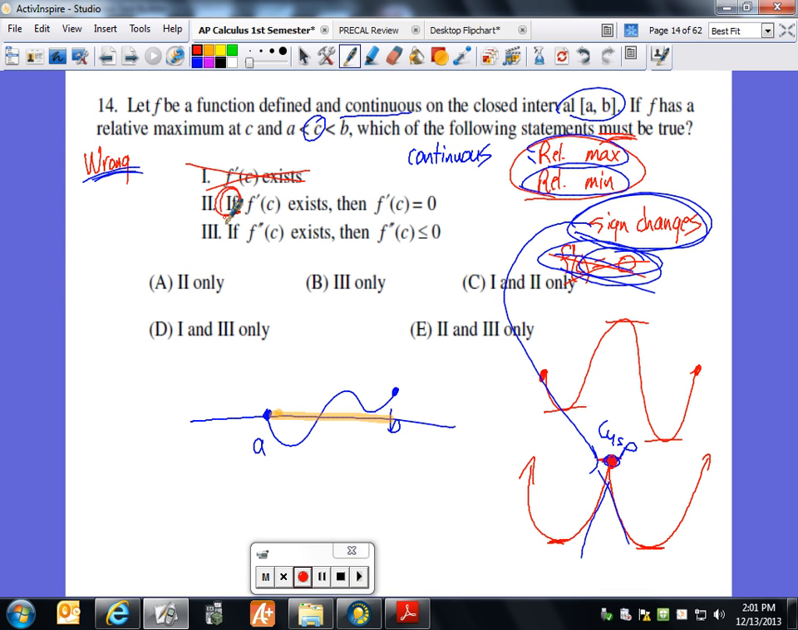2: If f prime of C exists, then it is 0. Okay, so if f prime of C exists, which right here it doesn't, here it does, it has to equal 0. So if it is differentiable, that means I can take the derivative, and it must be 0. This is why I showed it the way I taught it throughout the semester, because this is the big one that is the application to all the real world problems. Okay, so 2 does check out.